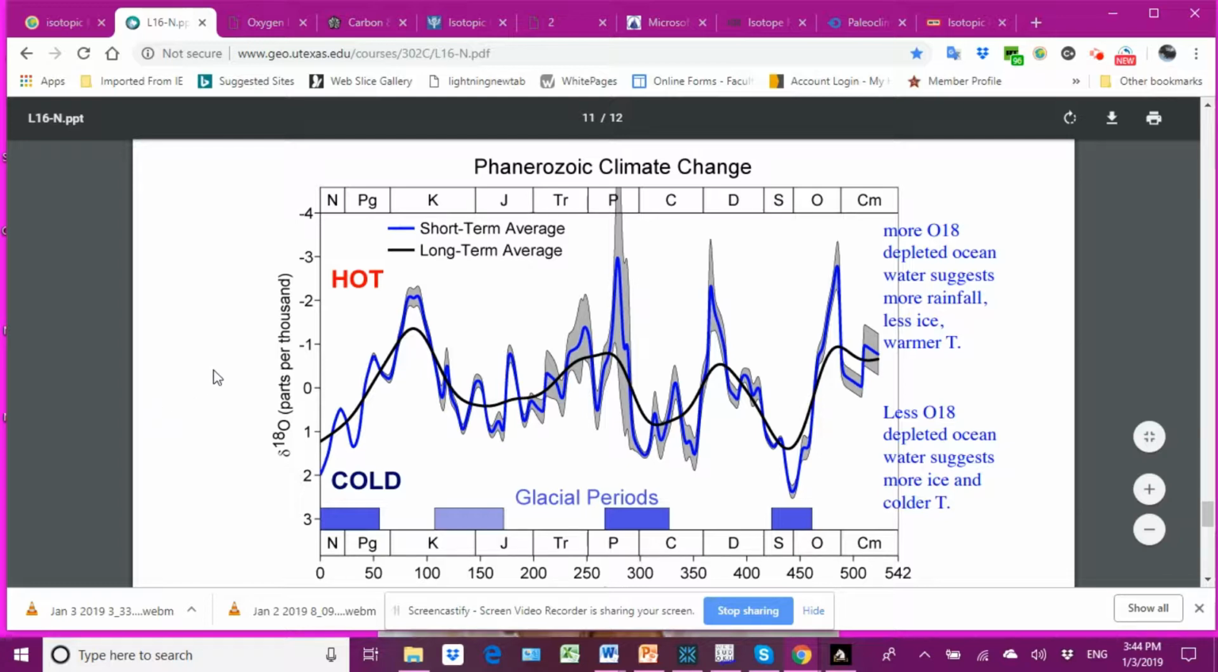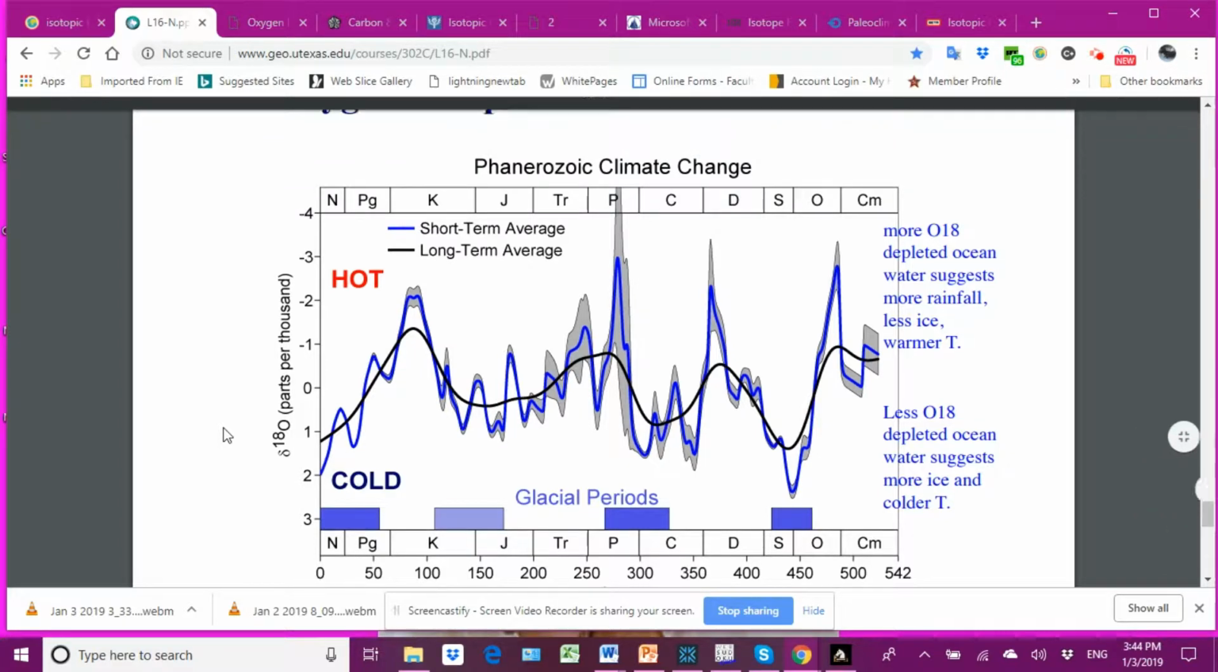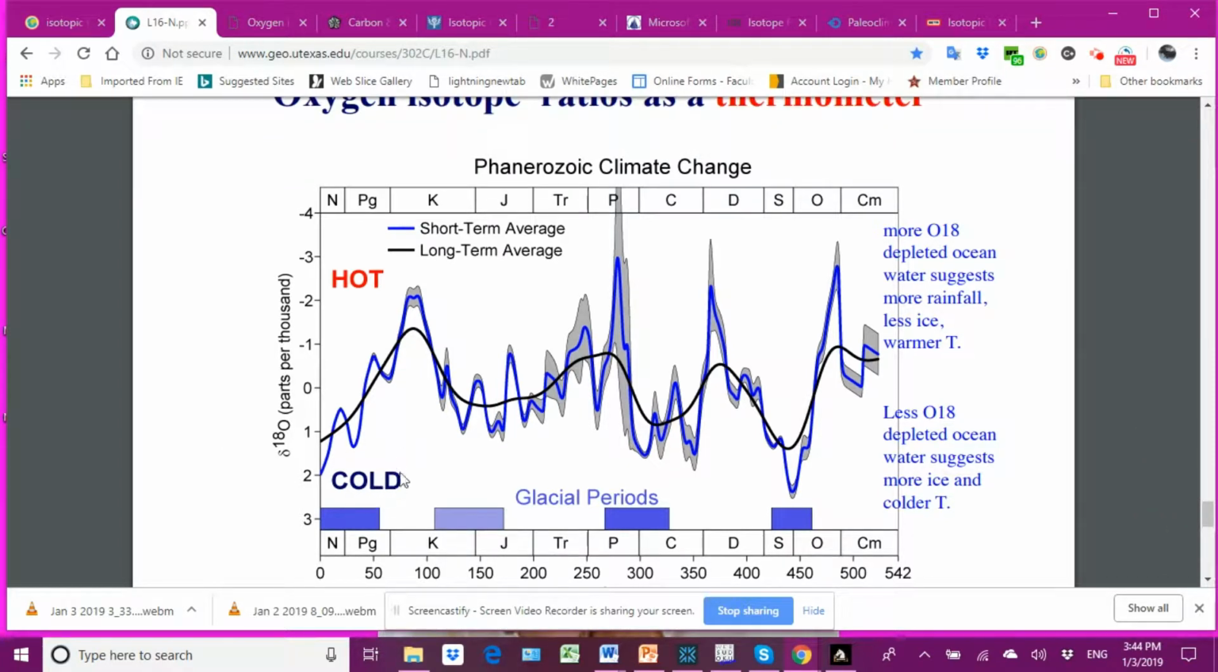Now, if this was a plot of δ18O in the ice cores, then we would see more negative values when it's cold and more positive values when it's warm or hot. It'd be like you just change the signs on the numbers here. This goes back quite a way, and you can see the cyclical nature of the temperatures there. That's probably due to certain factors such as Milankovitch, which I will be discussing in an upcoming video.